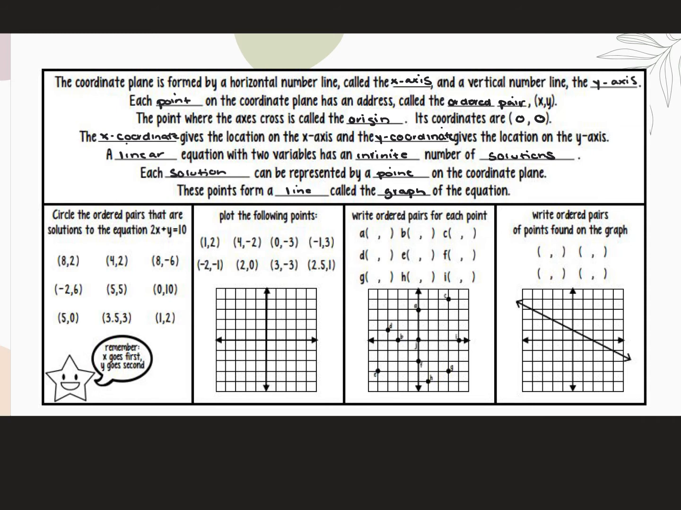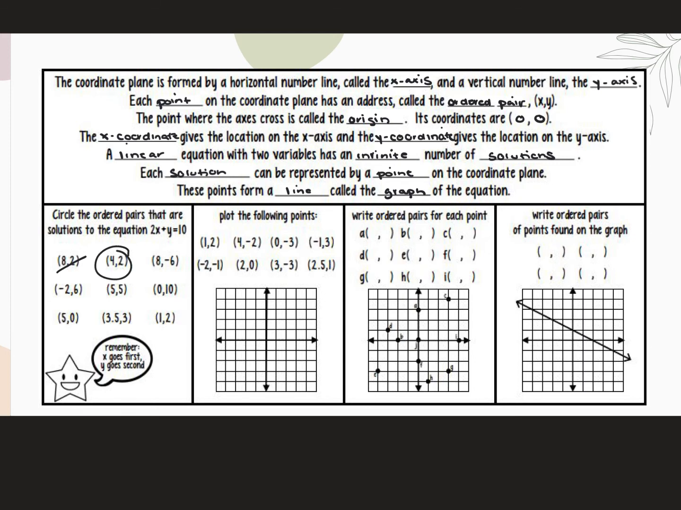All right, so now let's look at a few examples. It says circle the ordered pairs that are solutions to the equation 2x plus y equals 10. So we know that we have an x and a y in a coordinate pair. So we're going to plug in 8 for x and plug in 2 for y. 8 times 2 is 16 plus 2 is 18. So 18 is not equal to 10. So 8, 2 is not a solution. Plugging in 4 for x and 2 for y, we do get 10. So 4, 2 is a solution.